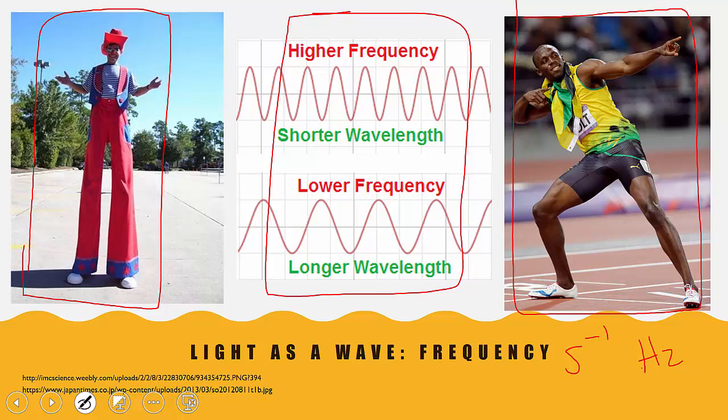Usain Bolt, on the other hand, his legs are considerably shorter than the guy on stilts. Therefore, his legs can move a lot faster, and he'll travel a much longer distance in the same amount of time. And this relationship actually holds true to light to some extent. Light travels the same distance no matter what, but it does it with different energy.